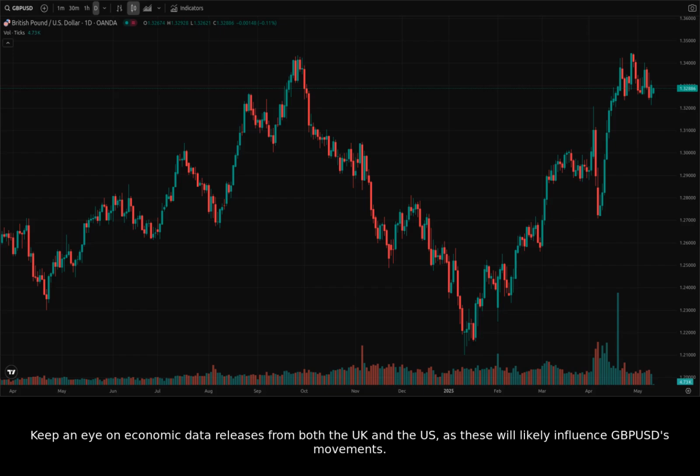Keep an eye on economic data releases from both the UK and the US, as these will likely influence GBPUSD's movements.